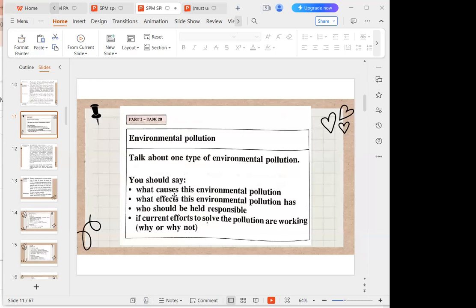All right. Now we are looking at another topic about environmental pollution. Okay. All right. I'd like to have Kai Qing, can you please read this question? Alright, environmental pollution. Talk about one type of environmental pollution. You should say what causes this environmental pollution, what effects this environmental pollution has, who should be held responsible, and if current efforts to solve the pollution are working, why or why not?